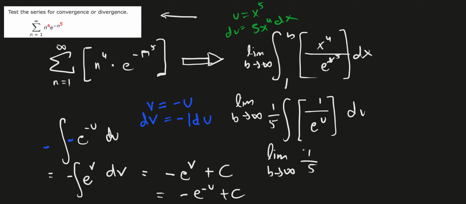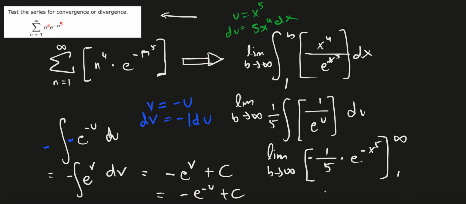And so what I'll do is I'll take this, put it in a box, 1/5, and that's going to be multiplied by, we have our negative here, and I'll add that in front, and then we have e to the negative u. U is x to the 5th, so it's negative x to the 5th. And that will be evaluated from 1 to infinity.